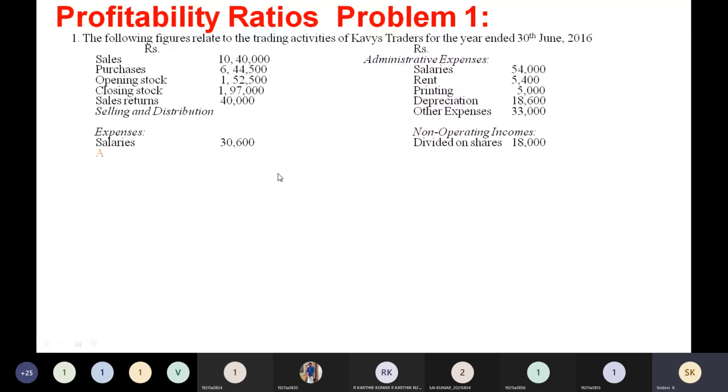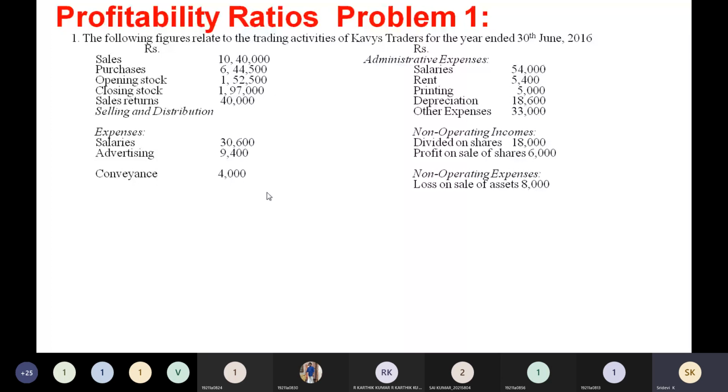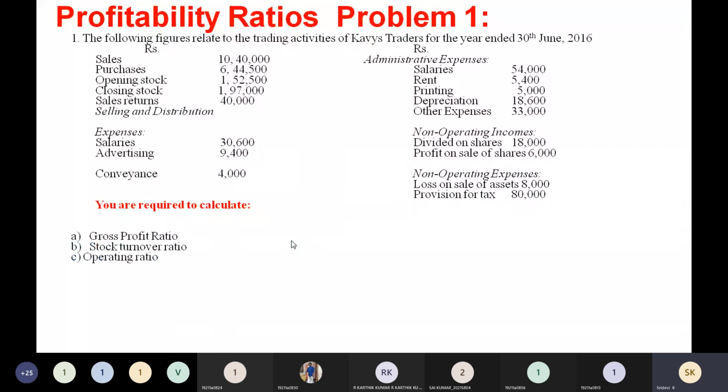When it is directly given, you need not apply these things, but if it is given indirectly like this, you need to identify gross profit and net profit first, and you need to calculate what? Gross profit ratio, stock turnover ratio, and operating ratio from this problem. There is no need of calculating the net profit ratio. So how to solve this? Let us see.